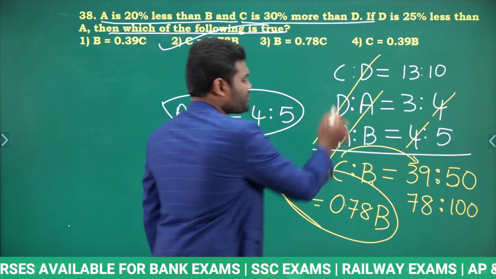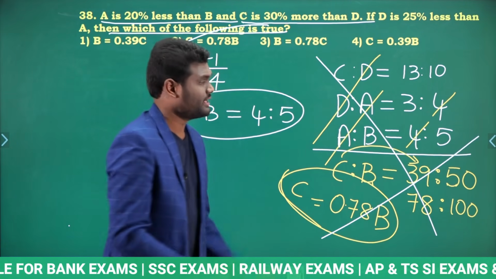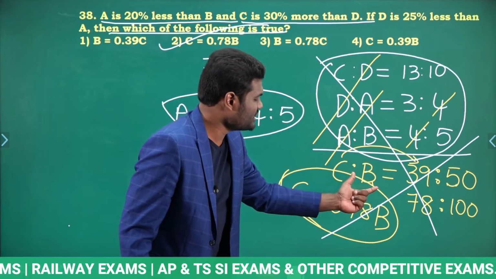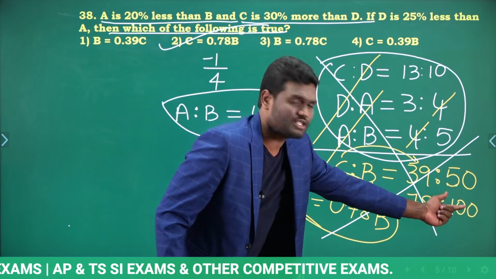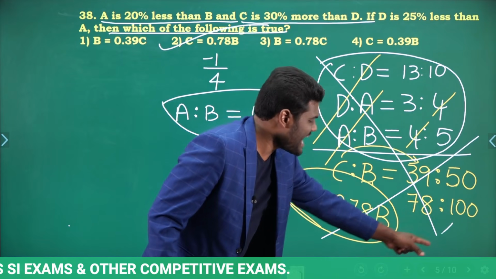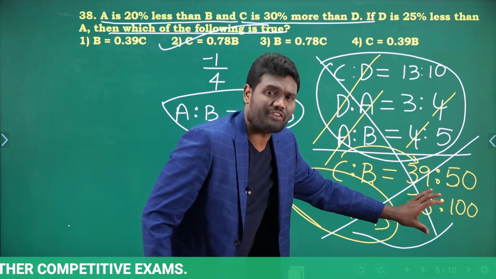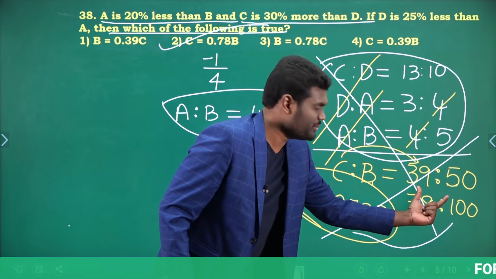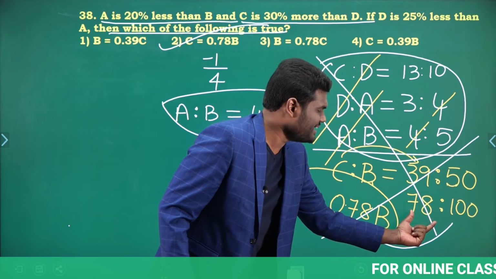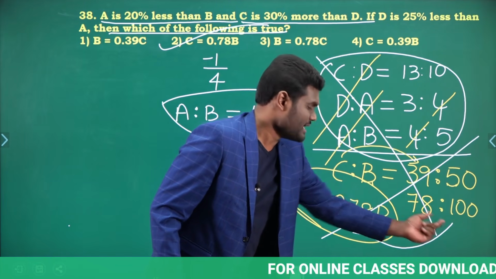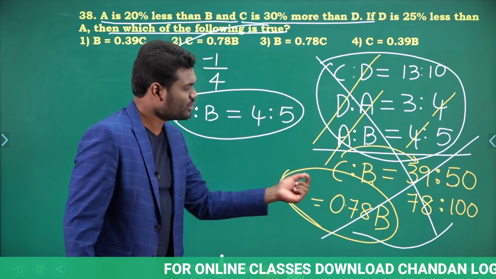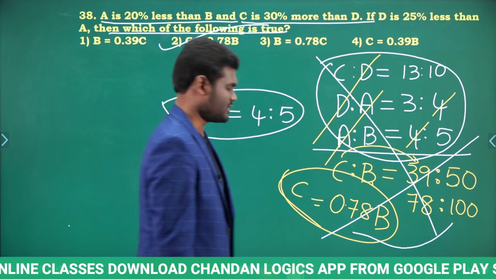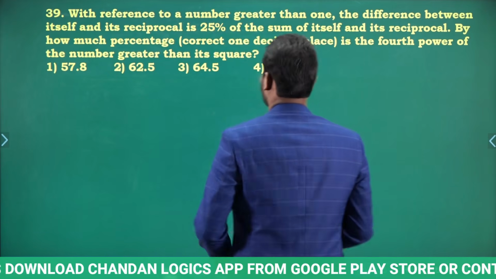And truly speaking, all this calculation is not required. You just need to do this part. Once you do this part, I will know that C ratio B is 39:50. After this, whatever I have done is just for the purpose of understanding. I have multiplied this ratio by 2. When we multiply this ratio by 2, 39 2 times will be 78 and 50 2 times will be 100. We will come to know that C is equal to 0.78B, which means option 2 is going to be your right answer. Okay. Let us look at the next one.